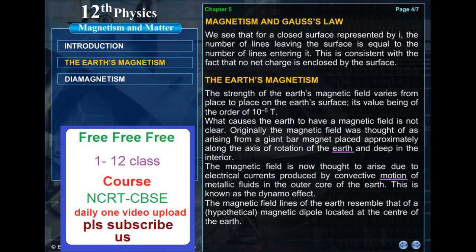The magnetic field is now thought to arise due to electrical currents produced by convective motion of metallic fluids in the outer core of the Earth. This is known as the dynamo effect. The magnetic field lines of the Earth resemble that of a hypothetical magnetic dipole located at the center of the Earth.